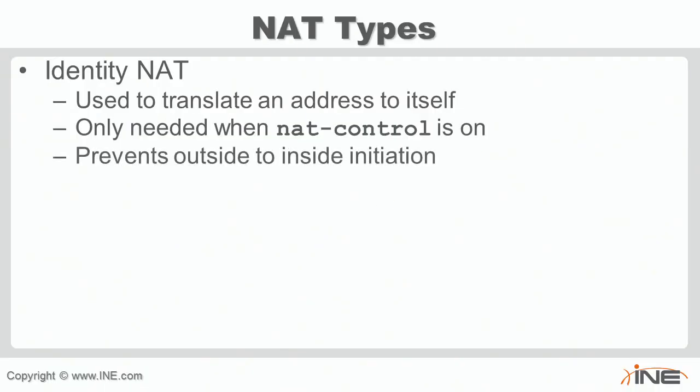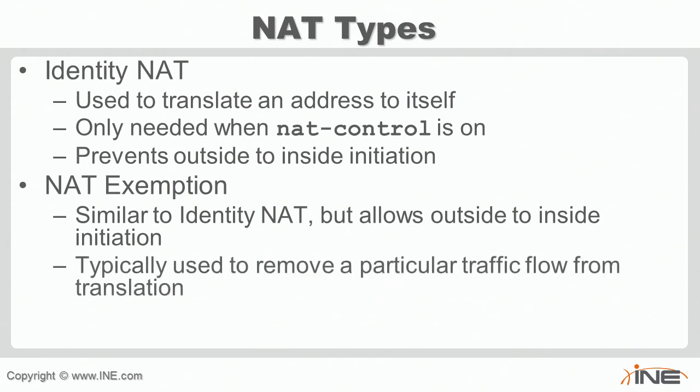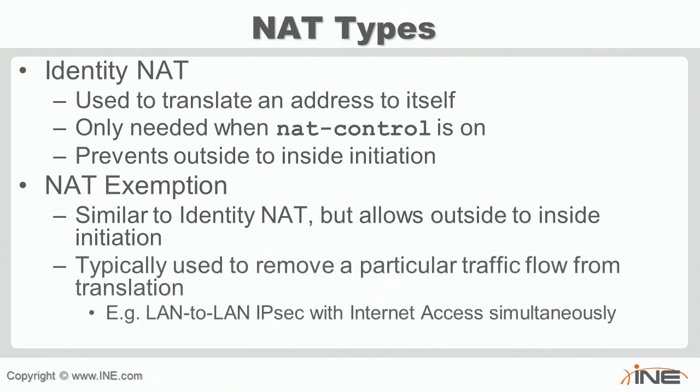So I could fix this with an identity NAT, but it's actually more appropriate to fix this with what's known as a NAT exemption. Now, a NAT exemption is similar to the identity NAT, but it allows the traffic from the outside to be initiated to the inside. So an identity NAT would be considered a dynamic translation, where a NAT exemption would be considered a static translation. Now, the reason that we would typically do this is to remove or exempt a particular traffic flow from the NAT process. And that's exactly what I need to do in this case.